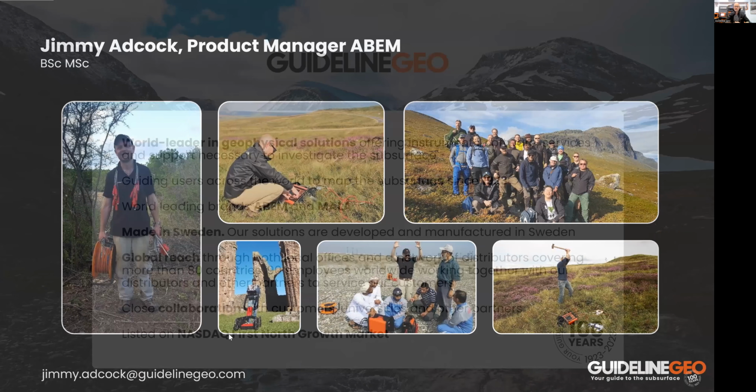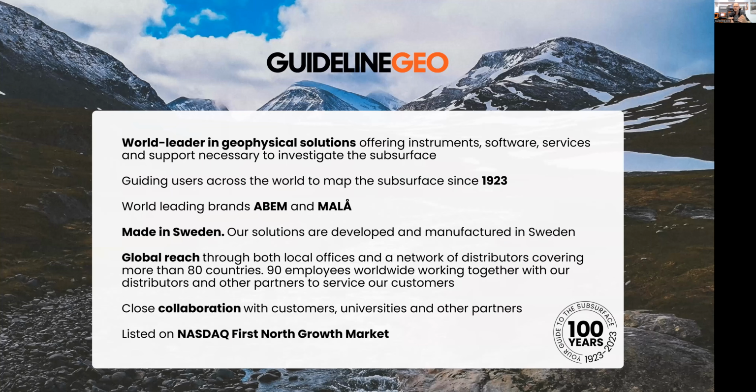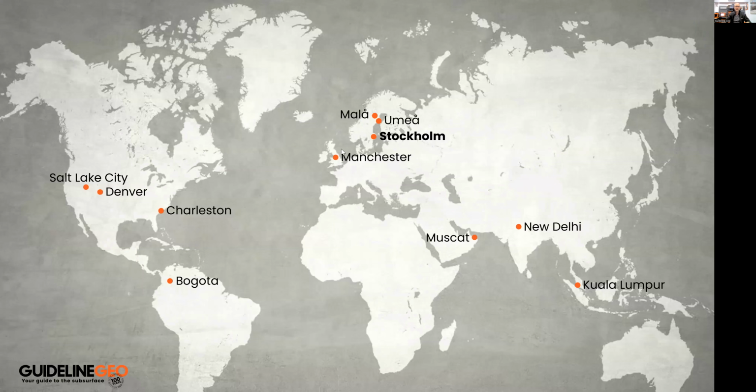Guideline Geo, if you don't know that much about us, we are a manufacturer of geophysical solutions, both hardware and software. We were established in 1923, so this is a big year for us. It's our centenary. And we have two brands. We have the ABEM and Mala brands. Everything is made in Sweden. And we have a pretty large footprint across the world. We've got representation in about 80 countries, and I think a total of around 90 employees spread out around the world.